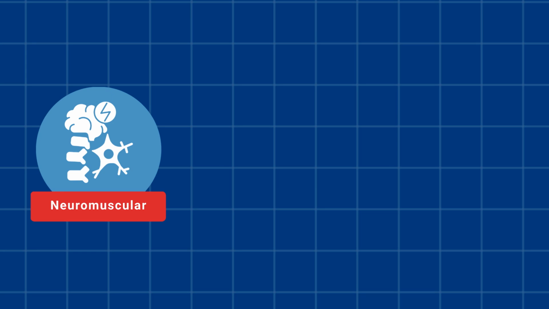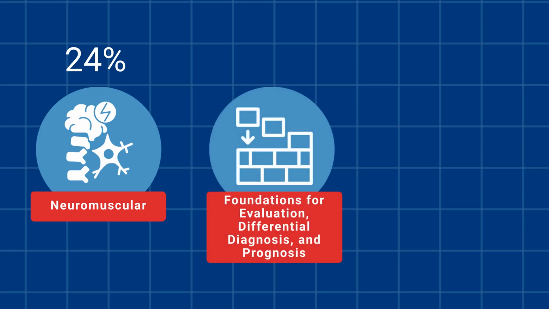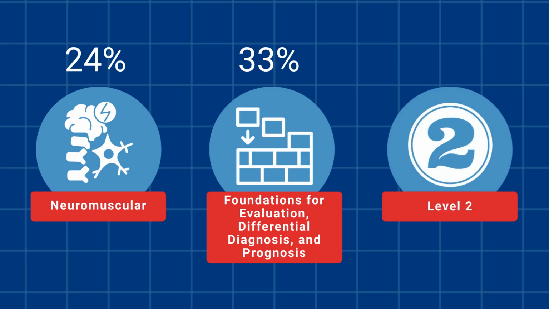This question is a neuromuscular and nervous systems question, which represents approximately 24% of all exam items. This question is a foundations for evaluation, differential diagnosis, and prognosis question, which represents approximately 33% of all exam items. This question is a Level 2 question, since the question requires students to integrate numerous pieces of information or to apply knowledge in a given clinical scenario.